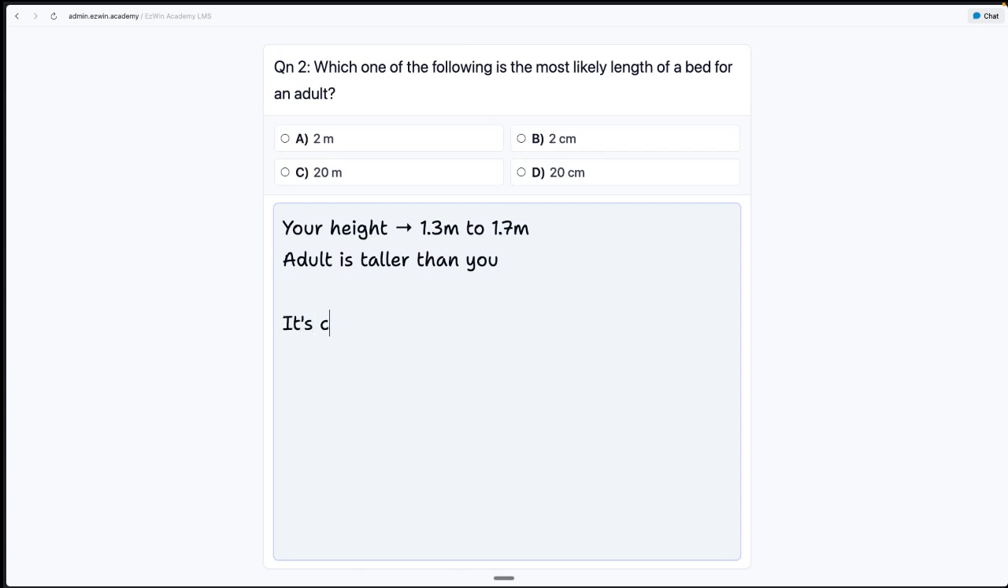So it's close to 1.7 meters, which is closer to 2 meters or 20 meters. So the answer to this question should be 2 meters, not 20 meters. Your parents might be this height, maybe a little bit shorter, maybe a little bit taller. But 20 meters is basically 10 times the height of your parents, whether it's your father or your mother. All right, let's move on to the next question.